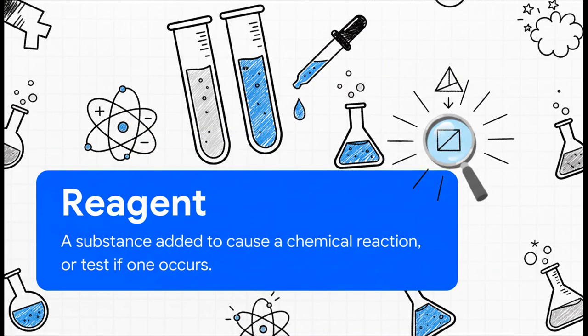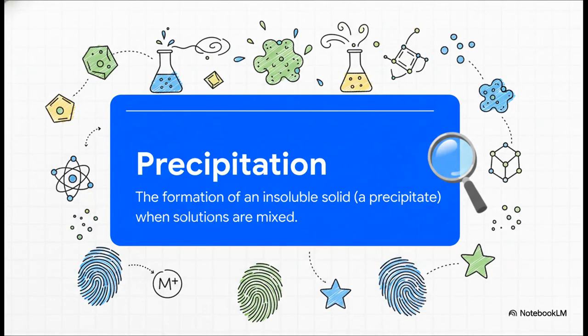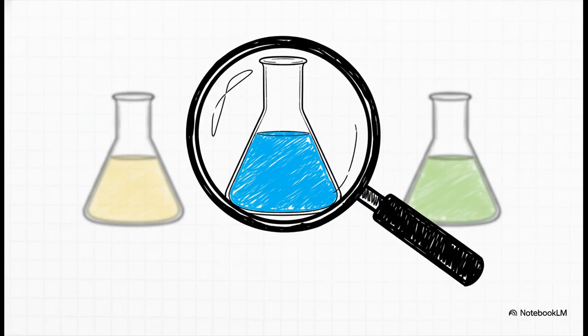So how do we do it? With something called a reagent. Think of it as our chemical magnifying glass. And when we add it, we might get a solid, a precipitate. That's our #1 clue. But first things first, the easiest clue is just looking at the color of the solution itself.